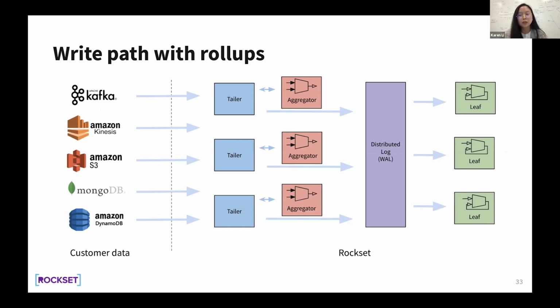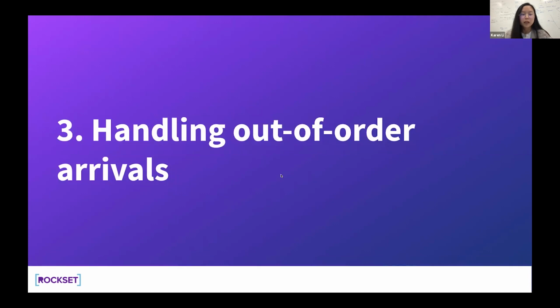The reason we have to do this is that, to keep the data real time, the leaf is going to be able to serve reads for its existing aggregated Rollup state. But if some document comes later out of order, we still need to be able to update the state on the leaf appropriately. So we're going to talk about how we handle these out of order arrivals.